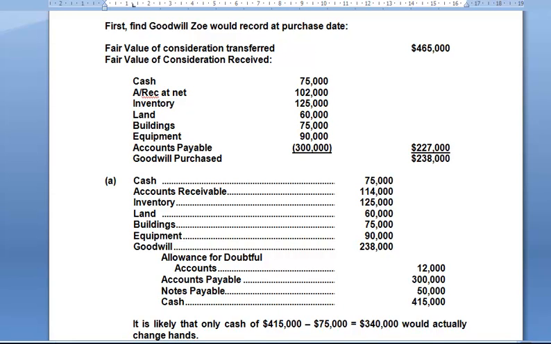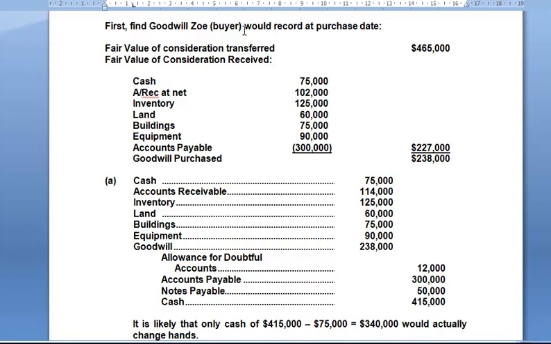So what you had to realize is that you first had to record any goodwill that Zoe would have recorded at the purchase date because they purchased Saria. So in order to calculate goodwill that Zoe would record, because again Zoe is the buyer, I want to make sure that you remember Zoe is the buyer, so they're the ones that are going to record the goodwill. Don't forget what goodwill is.